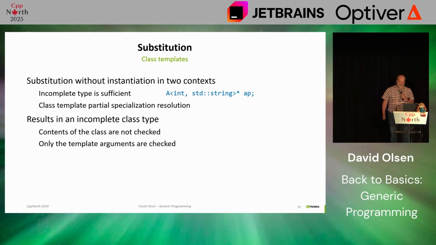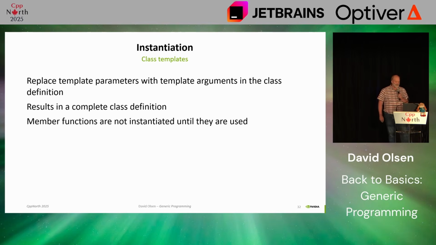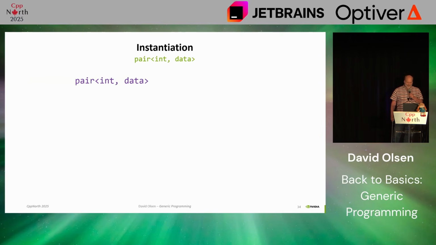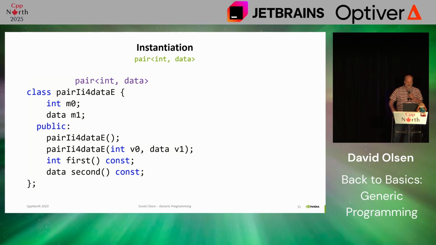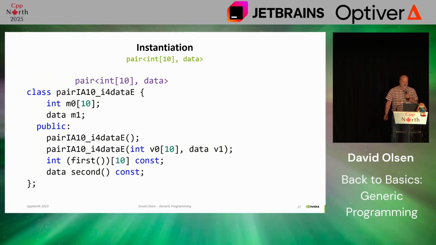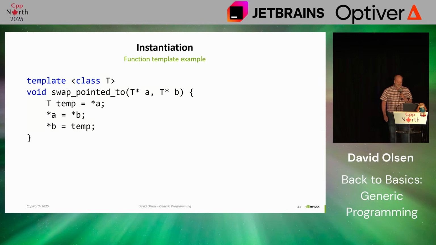For classes, substitution results in an incomplete type. For functions, substitution happens during overload resolution. For classes, instantiation results in a complete type. Example of a class template. Instantiate it with int and data. Behaves as if this were in the source code. Instantiate it with array of int and data. Equivalent to this: the data member is fine, the parameter is fine, but the member function returns an array. That's a compilation error.